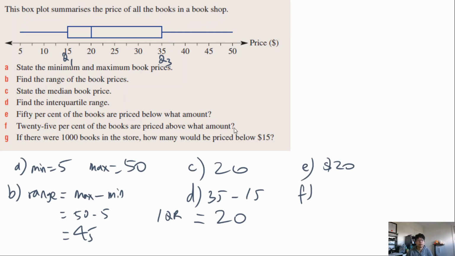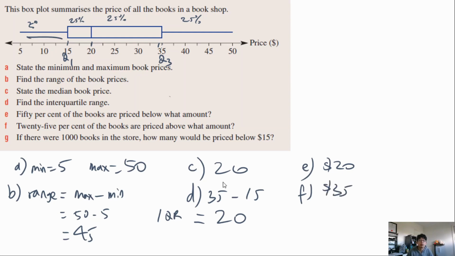Let's have a go at the next question. 25% of the books are priced above what amount? Remember, a box and whisker plot can be divided into 4 sections, and 25% of the data lies in each one of them. So we have Q1, Q2, Q3, and there's 25% of the data between Q1 and Q2, 25% again between Q2 and Q3, and another 25% above Q3. So 25% of the books are priced above what amount, and we'll look at Q3 for that one. That means 25% of the data is above $35.